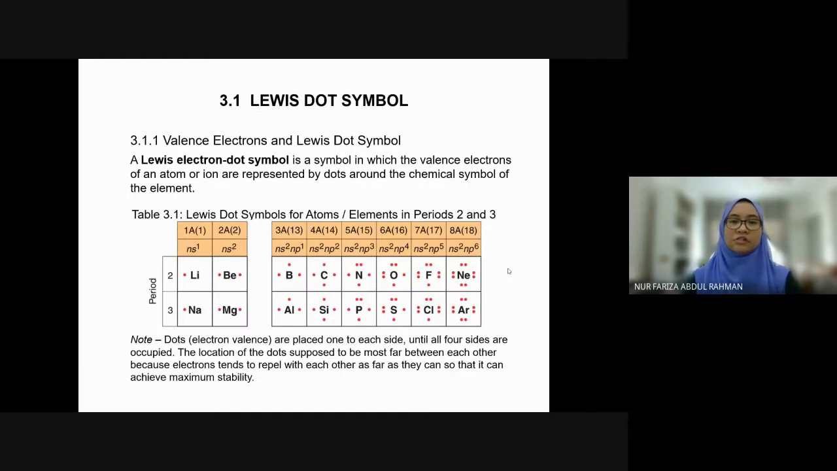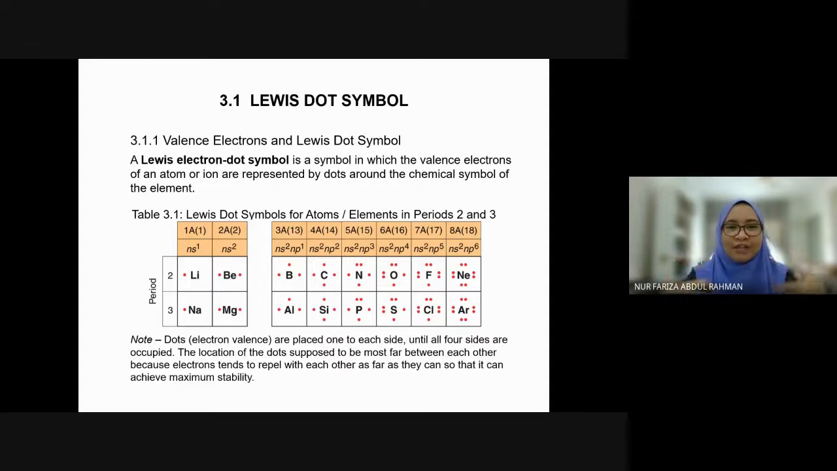So a Lewis dot symbol, or a Lewis electron dot symbol, is a symbol in which the valence electrons of an atom or ion are represented by dots around the chemical symbols of the elements. Okay, so how do we represent the elements with their respective valence electrons? Why do we need valence electrons? Kan ada banyak lagi electron, because these valence electrons are the ones involved during the bonding.